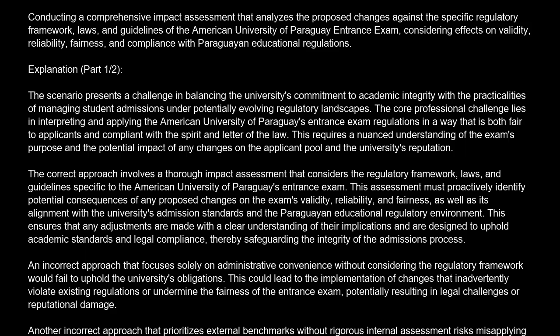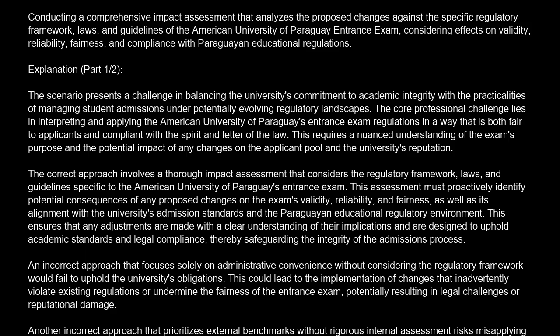The core professional challenge lies in interpreting and applying the American University of Paraguay's entrance exam regulations in a way that is both fair to applicants and compliant with the spirit and letter of the law. This requires a nuanced understanding of the exam's purpose and the potential impact of any changes on the applicant pool and the university's reputation. The correct approach involves a thorough impact assessment that considers the regulatory framework, laws, and guidelines specific to the American University of Paraguay's entrance exam.